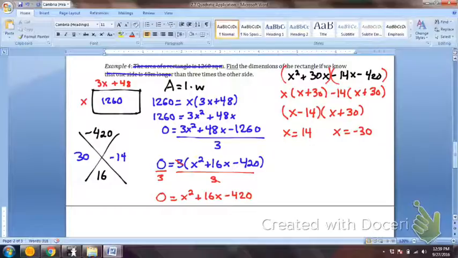If we're dealing with side measurement, which answer do we not want to use, Colt? Negative. The negative one. Okay? So this one doesn't work, so we want x equal to 14. I know then that one of my sides is 14.